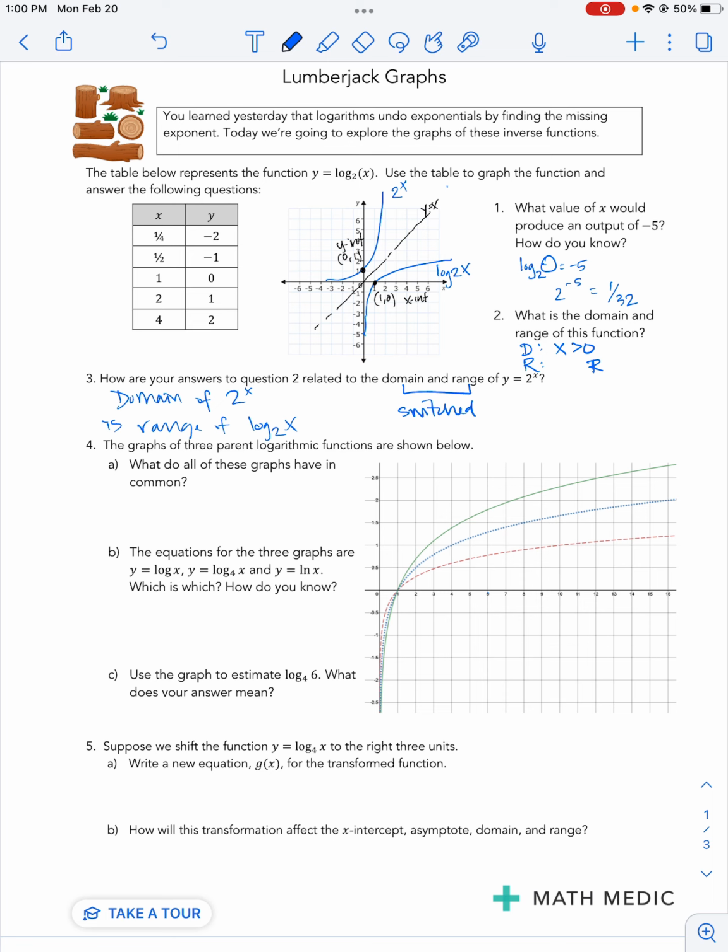When we look at these three graphs down below, I want you to notice what they have in common. They have three things in common. The first thing is that they all go through the point right here, (1, 0). The second thing they have in common is that they all have an asymptote at x equals 0. The third thing they have in common is that they all increase slowly.